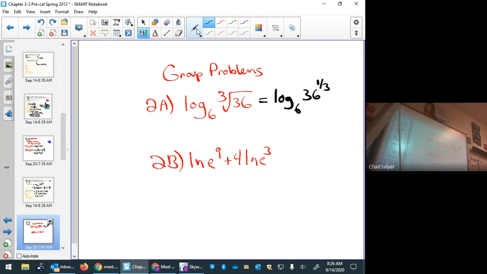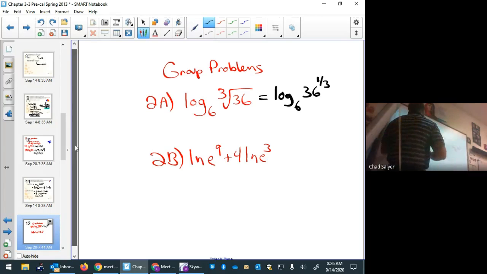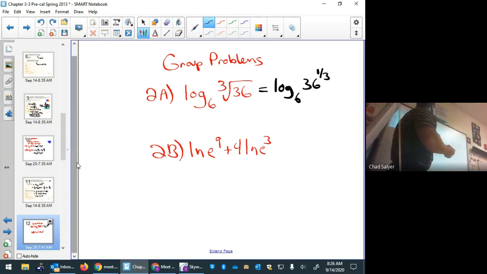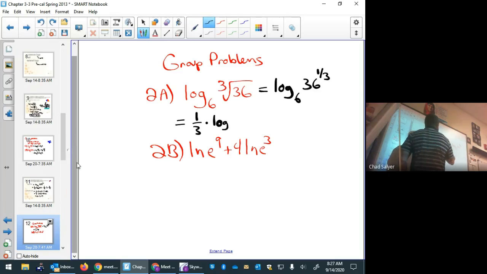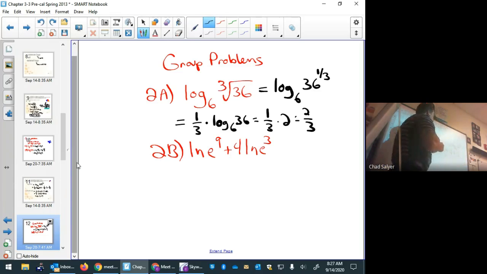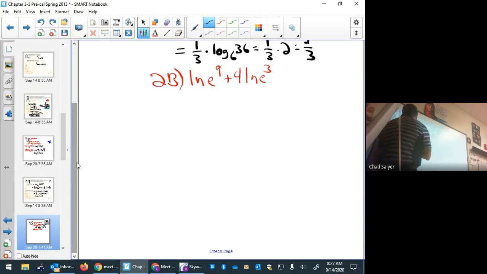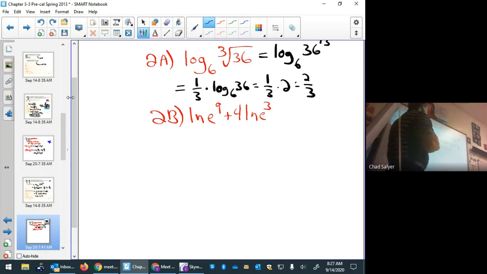Okay. Let's see what we think about this. Riley, what about part A here? I want 2/3. Okay, so that would be 1/3 times the log base 6 of 36, and then 1/3 times 2, and then you got 2/3. Were those the steps used? Excellent work. All right, and then Allie, what about this one right here? I didn't get to that one. That's okay, that's all right.